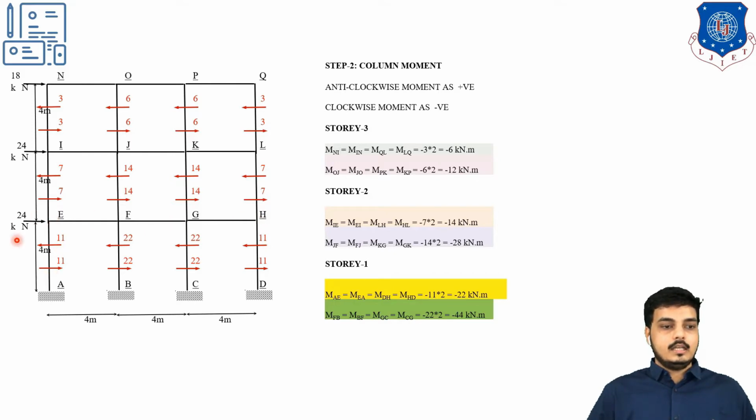Now at the last, 11 multiplied by 2 and here 22 multiplied by 2. So we have found out the column moment. It's quite simple steps. Just need to keep in mind the direction as well as the sign which we have assumed.